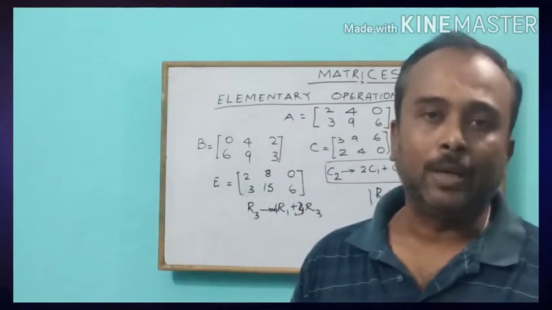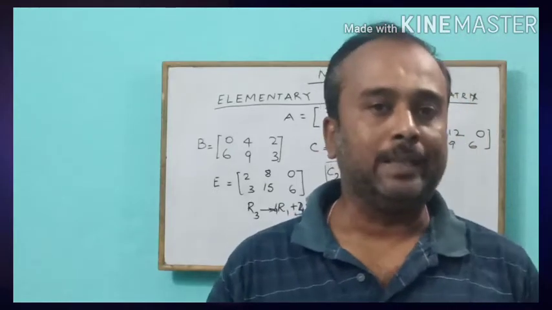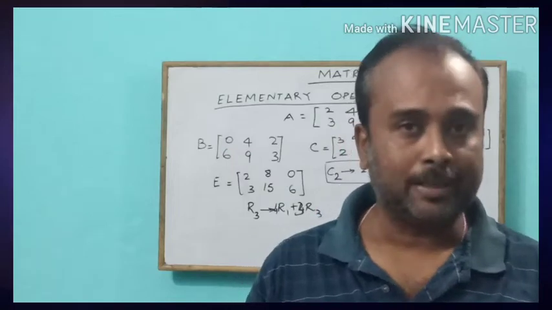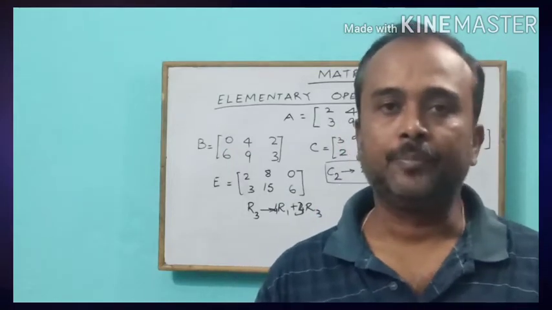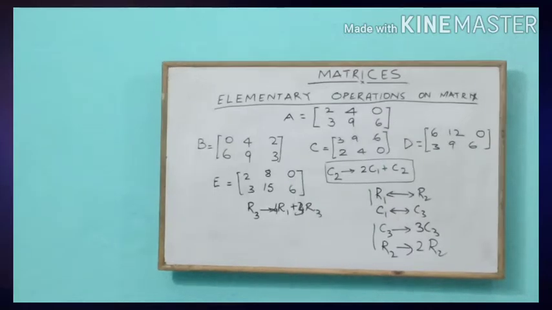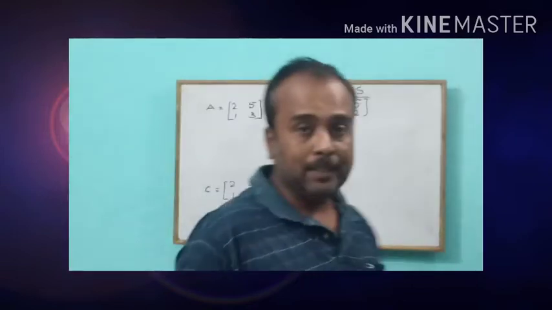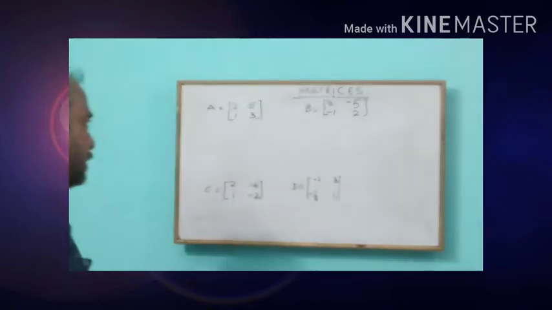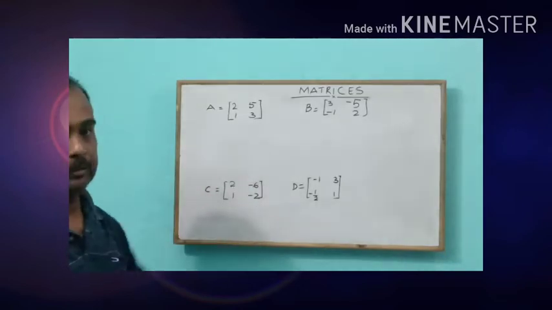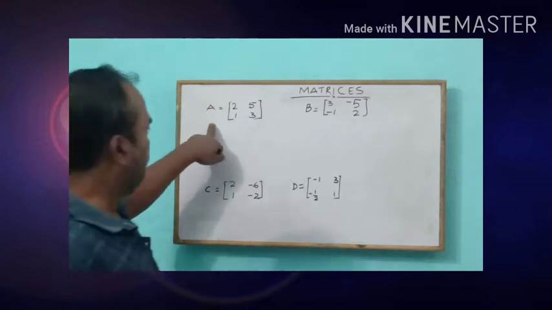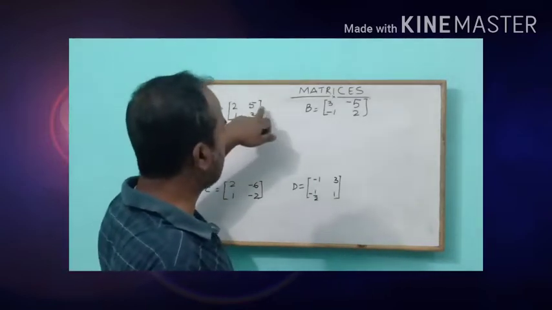Now what is the utility of this? With these elementary row and column operations, we are going to find out the inverse of a matrix. Now we should know what is the inverse of a matrix. Let us see. Now to understand the concept of inverse of a matrix, I have taken up 2 sets of examples. Let us take this one. See, A is this matrix, B is this one.